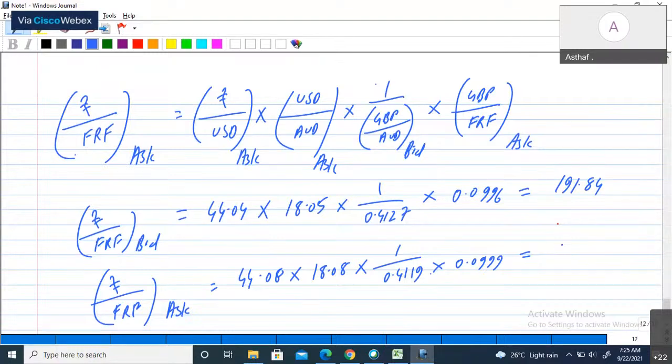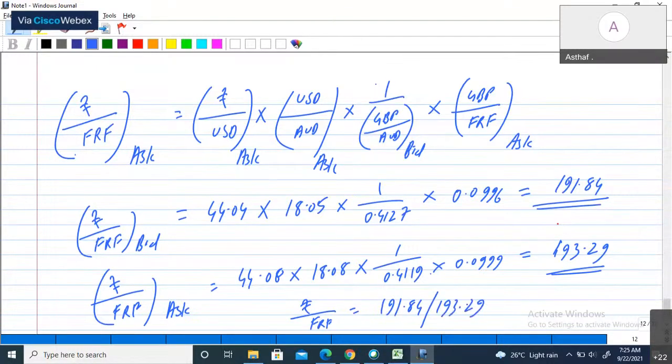The answer will be 190. The answer will be what? 193.9. So you can write your answer. 191.84 bar, 193. 191.84 bar, 193.29 will get answer.